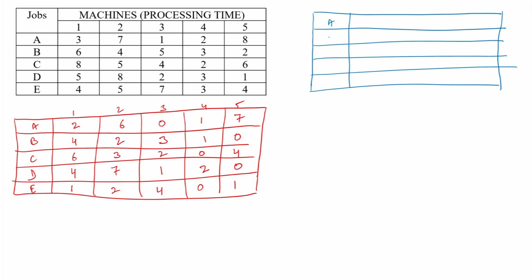We have 5 jobs A, B, C, D, E and 5 machines 1, 2, 3, 4 and 5. The minimum number in column 1 is 1, subtract that. So I will get 1, 3, 5, 3 and 0. In the second column the minimum is 2. So I will get 4, 0, 1, 5 and 0. Okay.